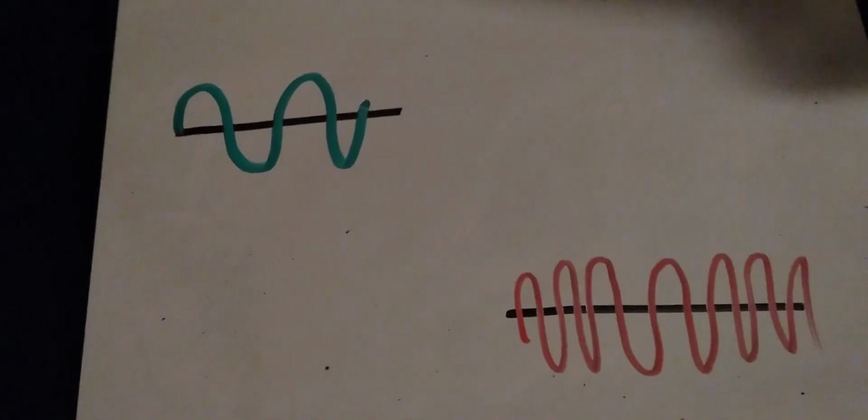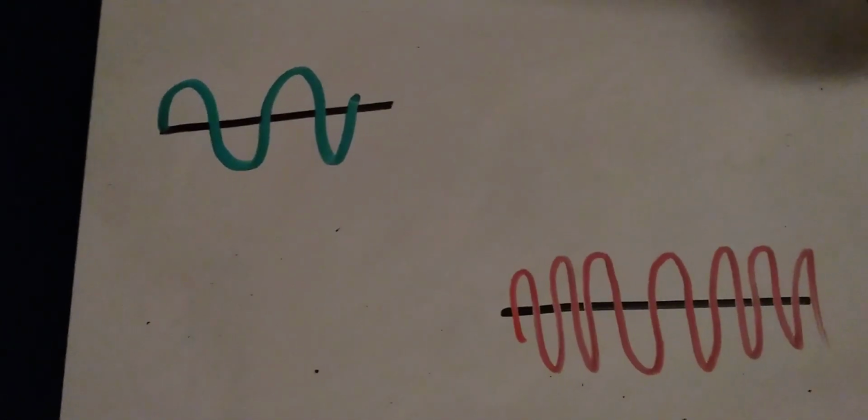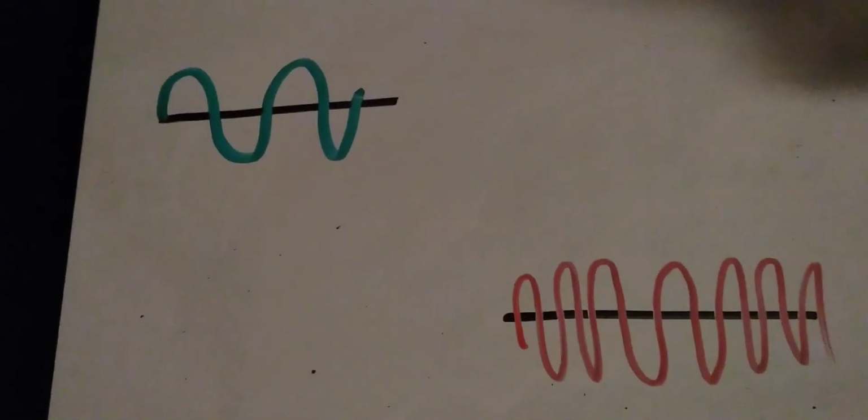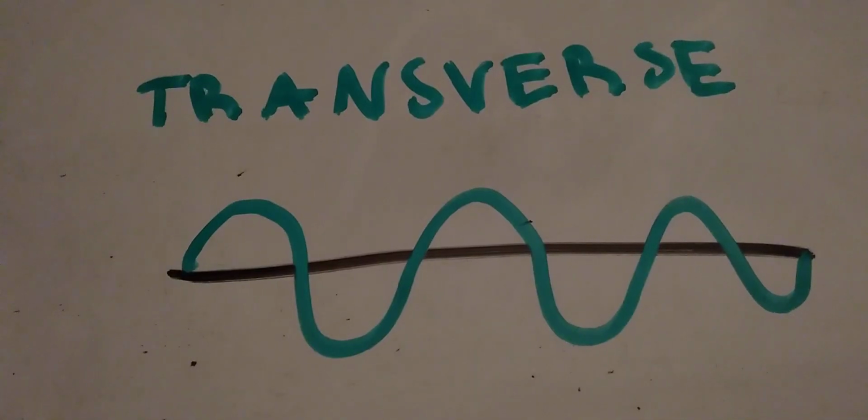There are two types of waves that I'm going to be covering in this video today. One is transverse, and the other is longitudinal. A transverse wave looks something like this and is usually represented in something like a water wave. There are many parts that go into a transverse wave.